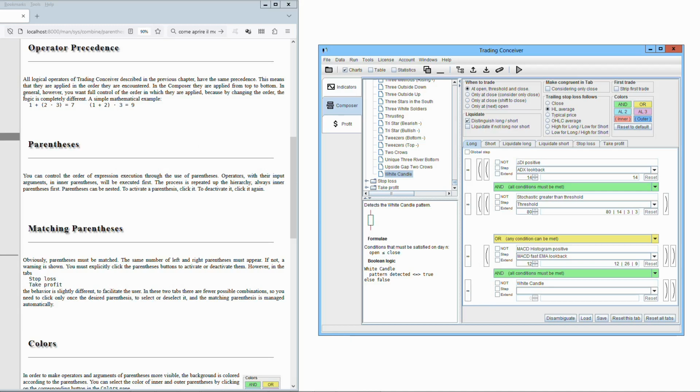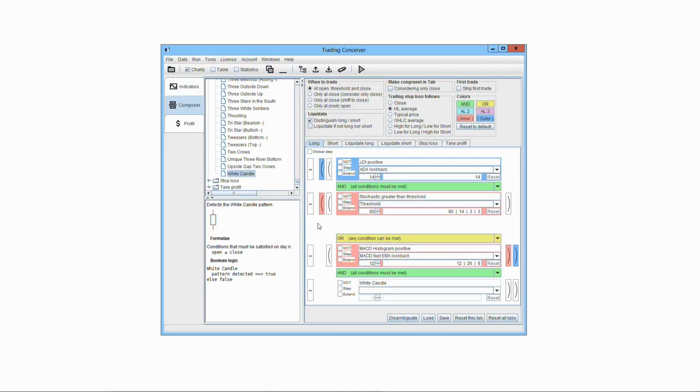A simple mathematical example. If we need to perform 1 plus 2 multiplied by 3, the result is different. If we perform the multiplication first and then the sum, we obtain 7, or the other way around, the sum first and the multiplication after, we obtain 9. You can control the order of expression execution through the use of parentheses.